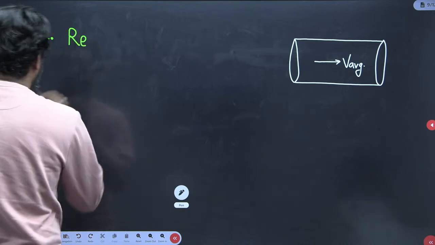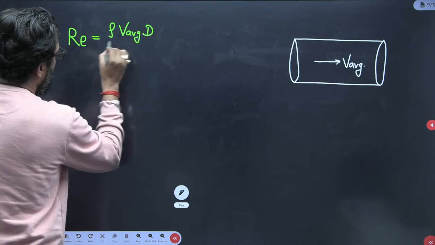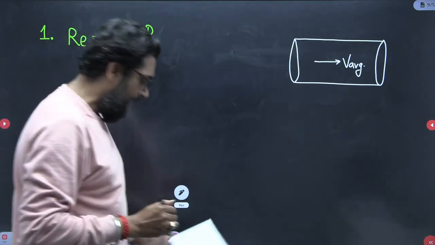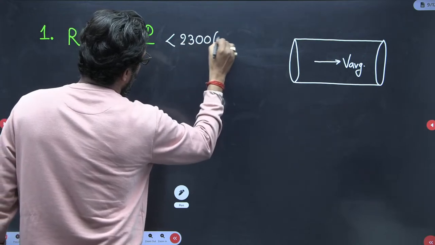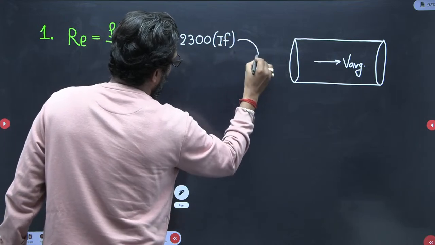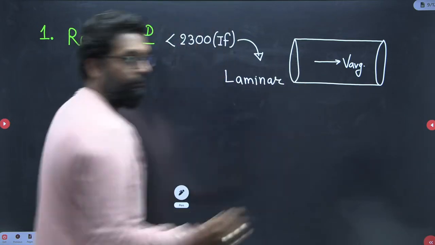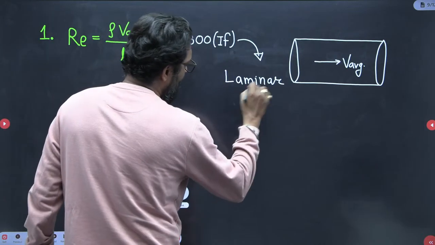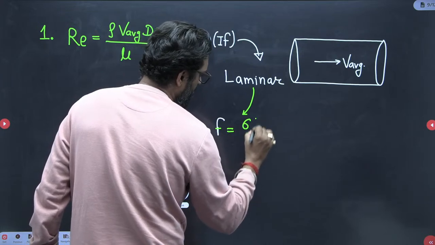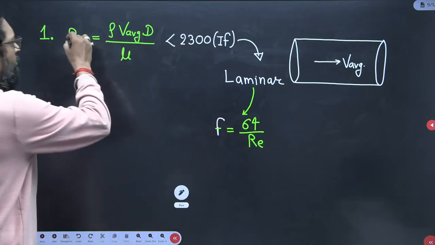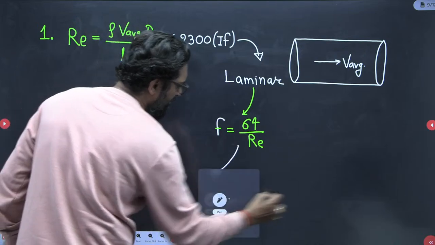That means we have to calculate Reynolds number. How? Rho V average, diameter of the pipe divided by mu. And if this is less than 2300, then the flow is laminar, otherwise the flow is turbulent. Now, if the flow is laminar and it flows in the circular pipe, what is the friction factor? Easily calculate f, 64 by Re. You already calculated Re.